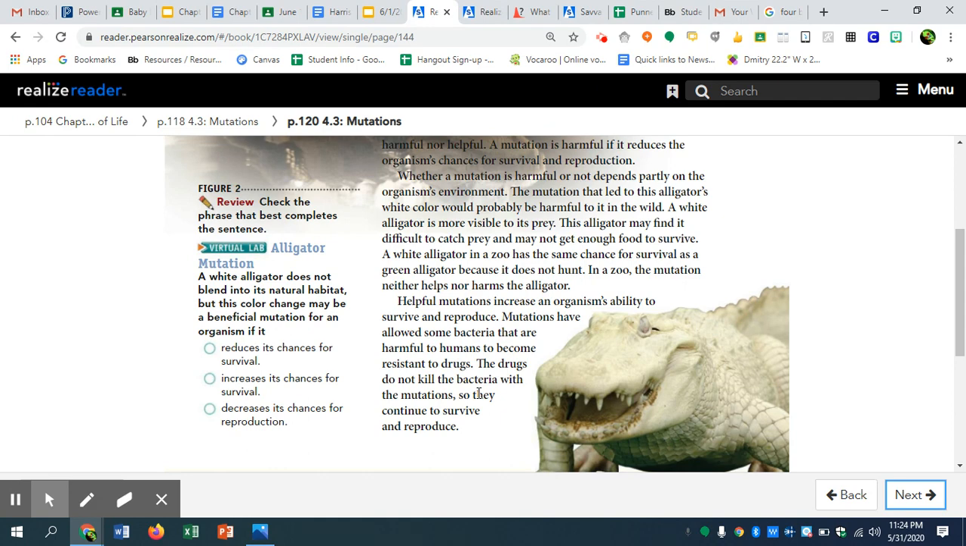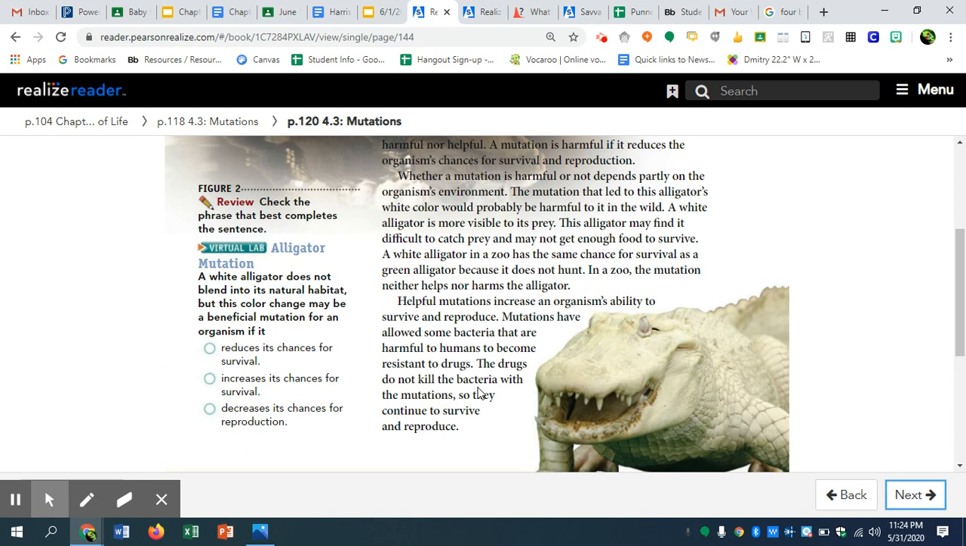So anyway, let's talk about rabbits. We talked about rabbits last time. What if you lived in the Arctic and your fur was not white? It was brown, like it is here. You think you're going to be seen more easily? Yeah. So the mutation of having white fur benefited those Arctic rabbits.